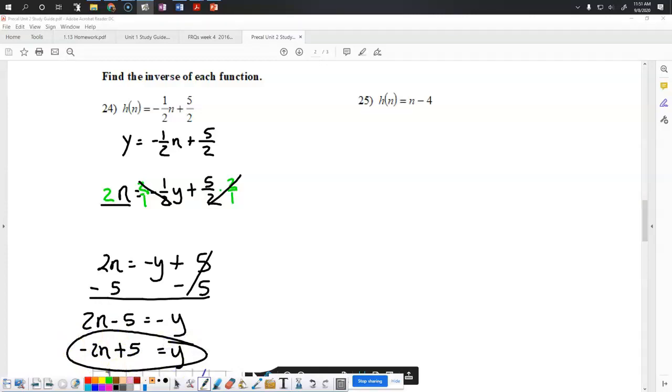Good way to check to see if you got this one right would be to plug in a number. So for instance, if you plug in 0 for n, that cancels out and you're left with 5 halves. So when I plug in 0, I get 5 halves. Well, if you plug in 5 halves down here, you should get 0.